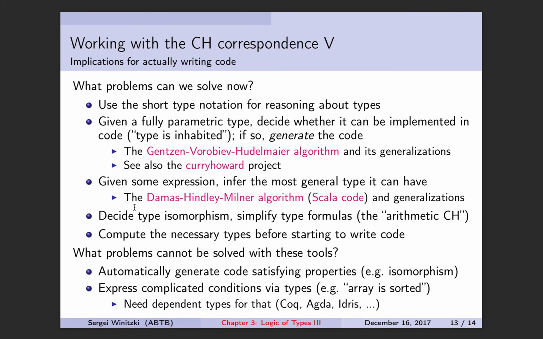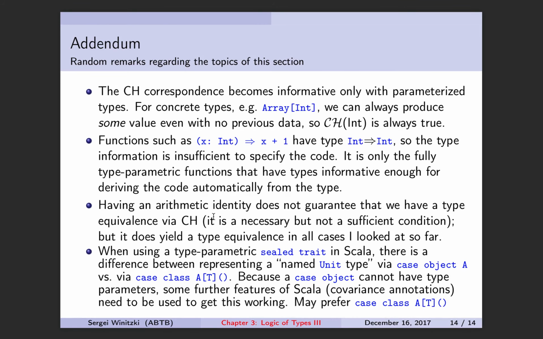I summarize by saying that there are algorithms that generate code from types and also infer types from code. We can decide the type isomorphism and simplify type formulas, but there are certain problems we cannot solve, which I comment on. And as an addendum, I give some remarks that did not make it into the lecture.